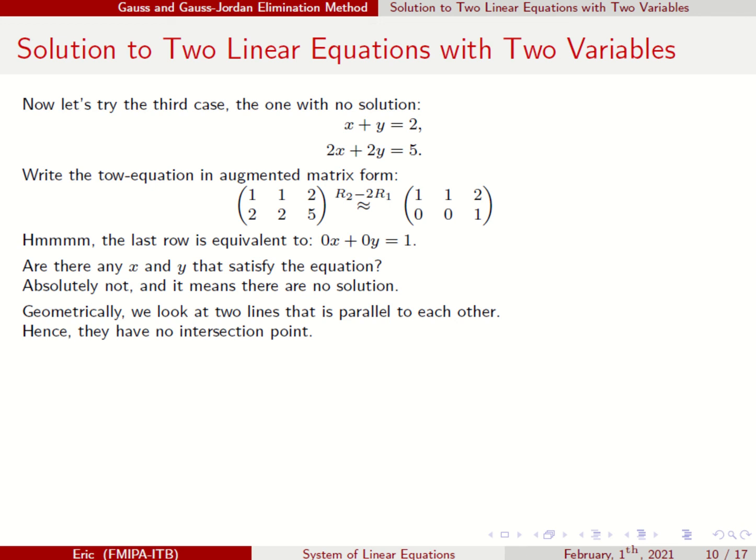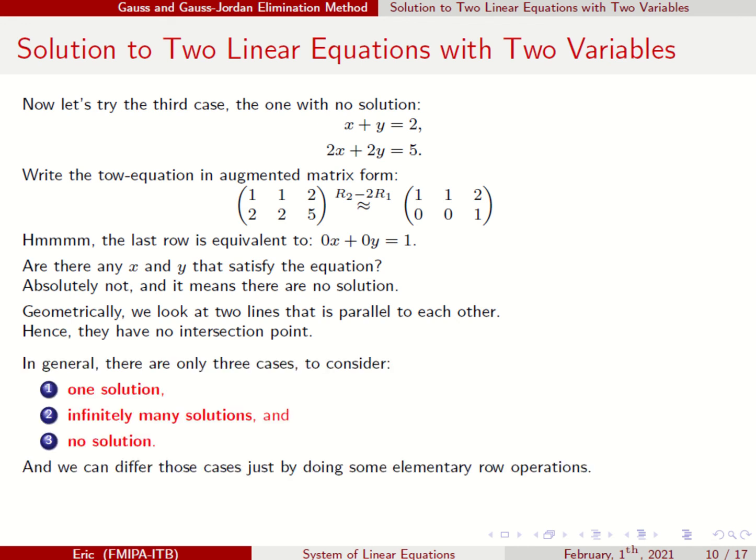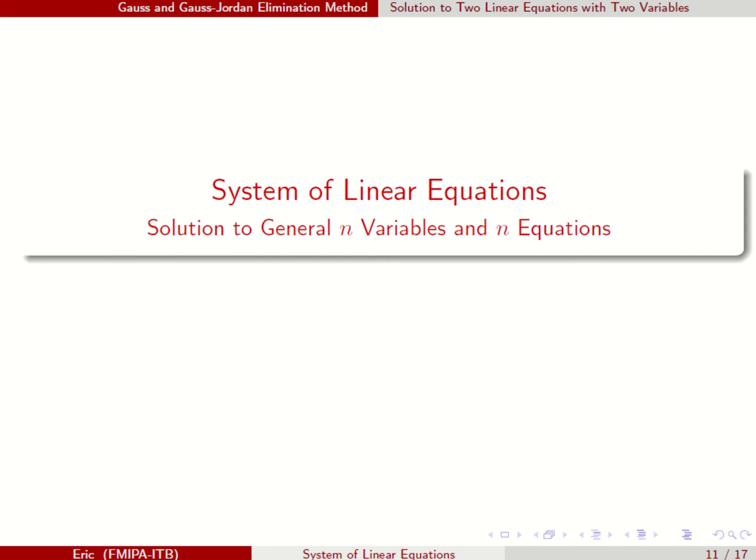How can I tell? Just look at the augmented matrix after you do the elementary row operations. In general, there are only 3 cases to consider: one solution, infinitely many solutions, and no solution at all. We can distinguish those cases just by doing some elementary row operations. Next we are going to talk about solutions to general n variables and equations.